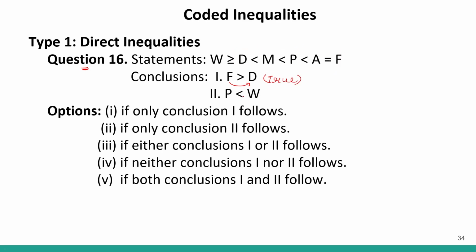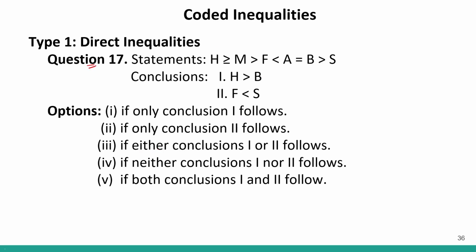Second is the relationship between W and P. So W is greater than P. We will move from W to P. So now I can move from W to D. Correct? But I cannot move forward because we have a different symbol. We have a smaller door over here. We always move from bigger door to smaller door. So I cannot proceed further to reach P. So this will be false. So my answer will be that only conclusion 1 follows, which is option number 1. Clear? Option number 1 will be the answer.